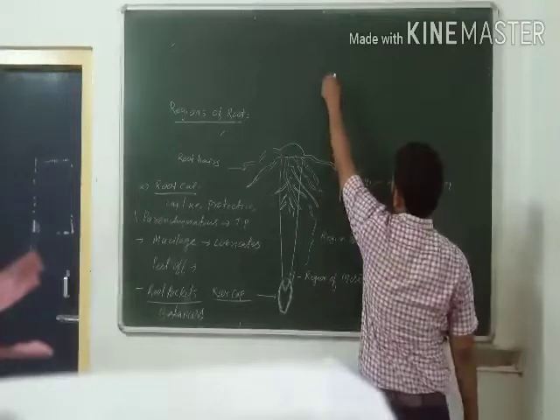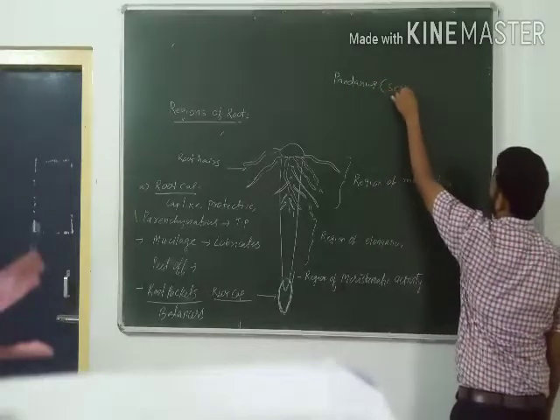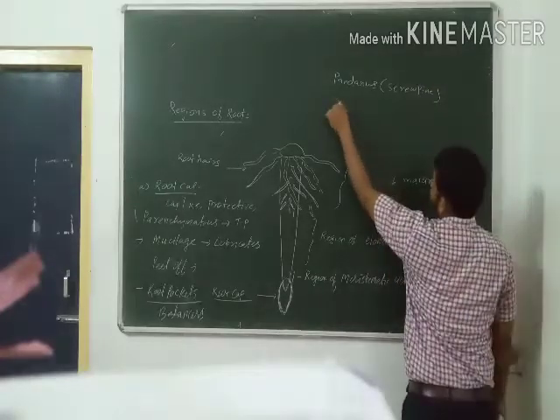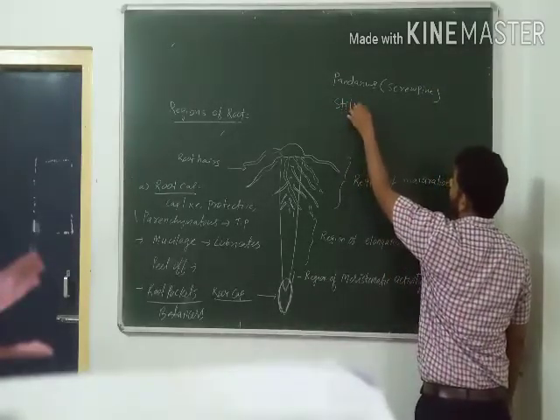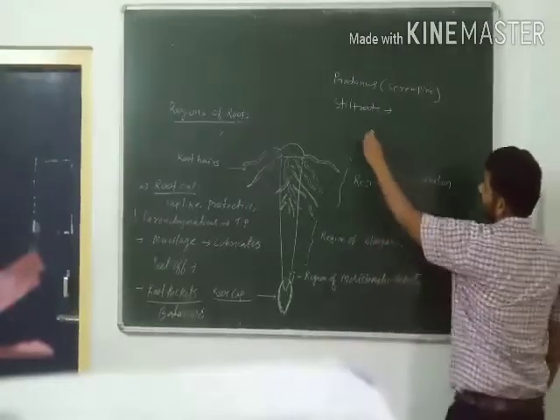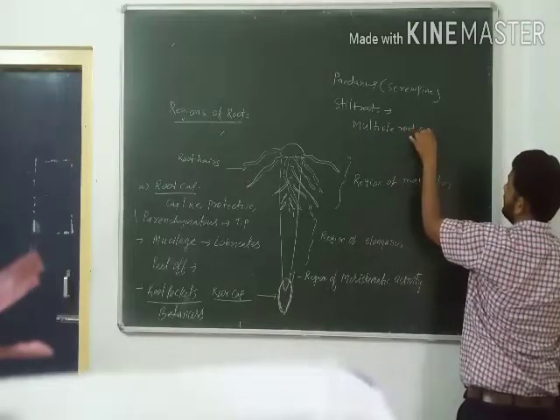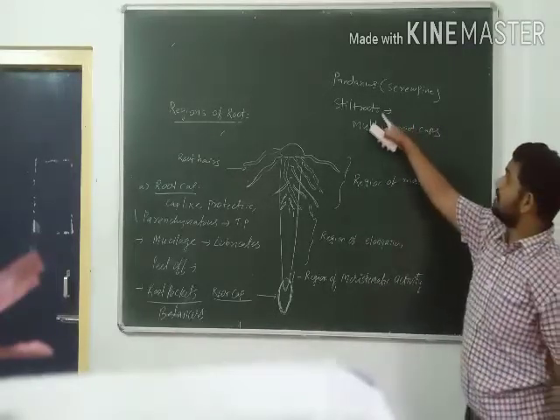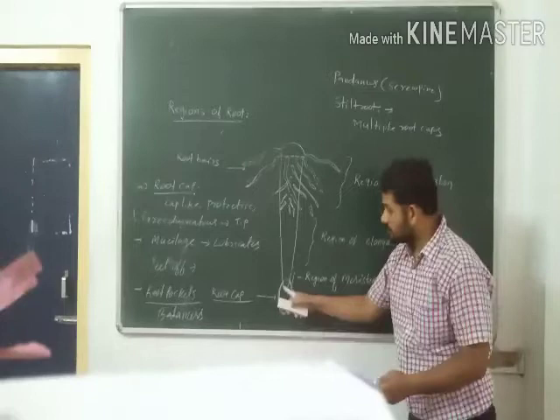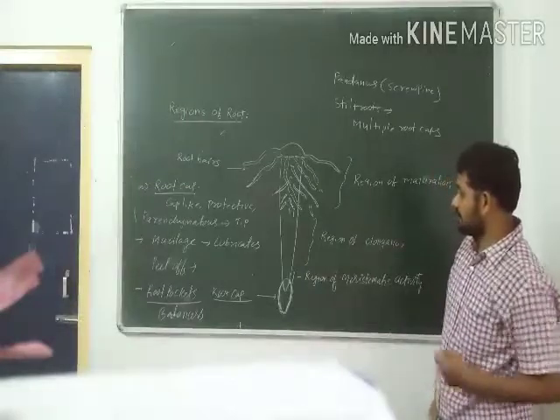In some cases, like in Pandanus, whose common name is screw pine, there are aerial stilt roots, and these stilt roots support the plant. In Pandanus, these aerial stilt roots contain multiple root caps. The main function of the root cap is to protect the tip of the root and also help the penetration of the root into the soil for absorption of water and minerals.